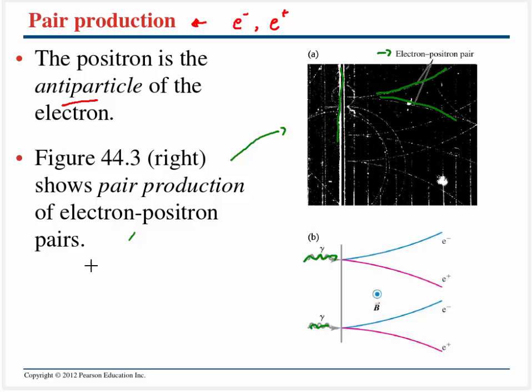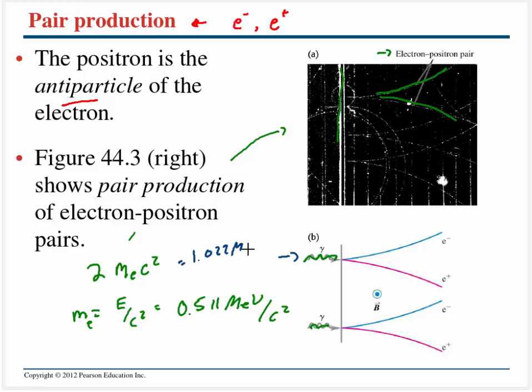How much energy? Well, it's going to be 2 times the mass energy, or the rest energy, of an electron, and we very typically write this in terms of rest energy, so it's going to be E divided by C squared. So for an electron, really important, we're going to be using this a lot. The rest energy is going to be 0.511 mega electron volts per C squared. So in order for this to happen, this gamma ray would have to have twice that energy, which is going to be equal to 1.022 mega electron volts per C squared. And this is going to be important. You're going to see it quite a bit.